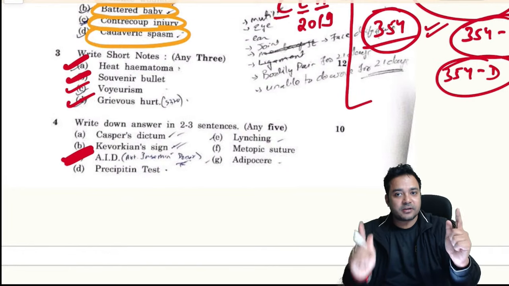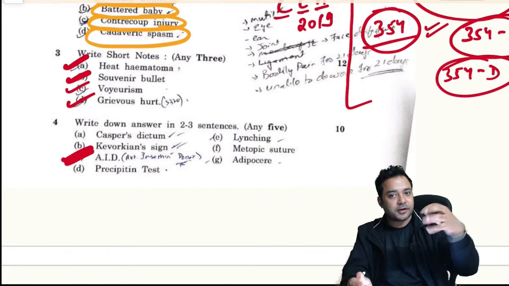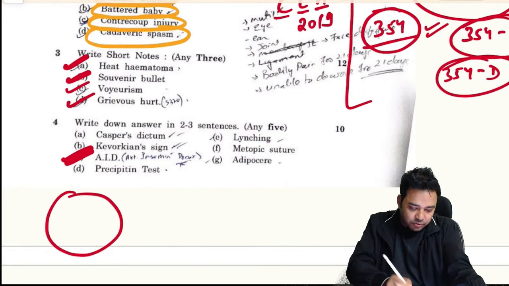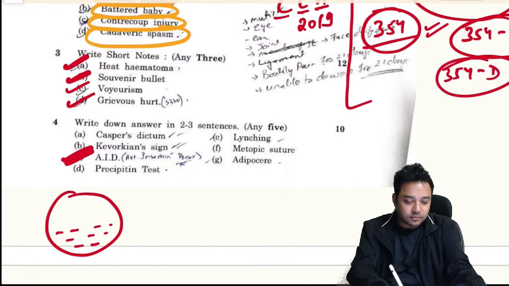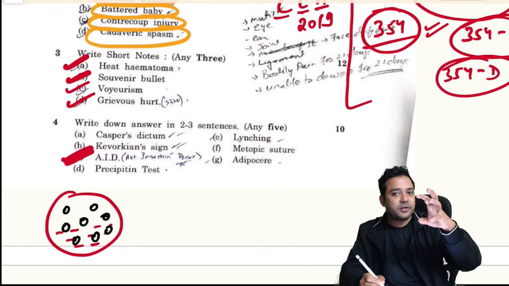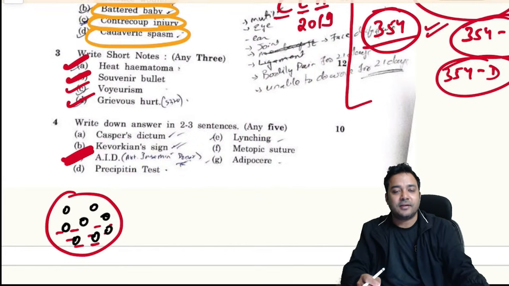Remember this simple difference. In the extradural area, due to the heat exposure, the hematoma has formed. Due to heat, this is a collection of blood and there is heat. So this blood keeps on boiling. If the blood is boiling, it will give an appearance of honeycomb.